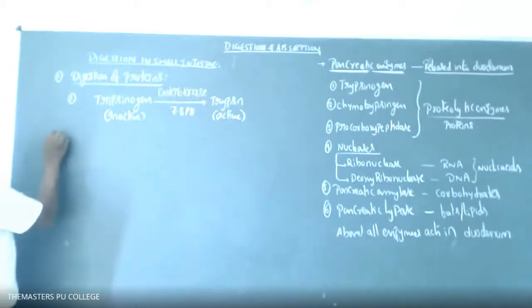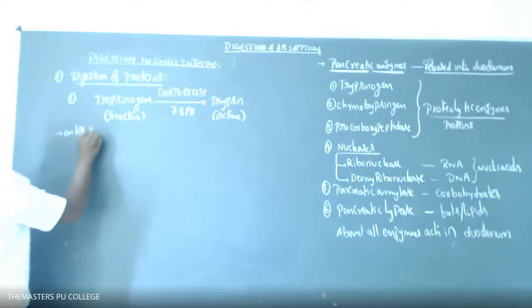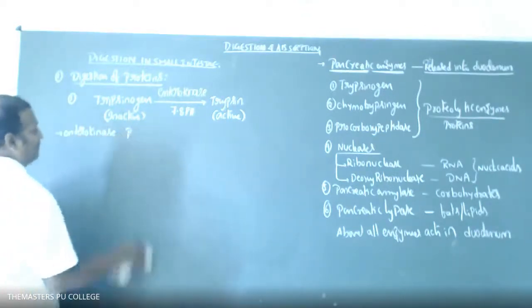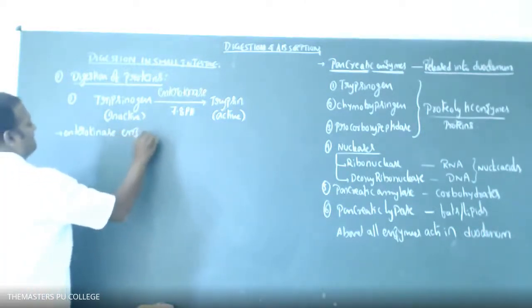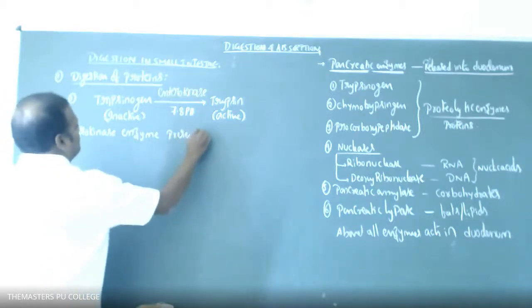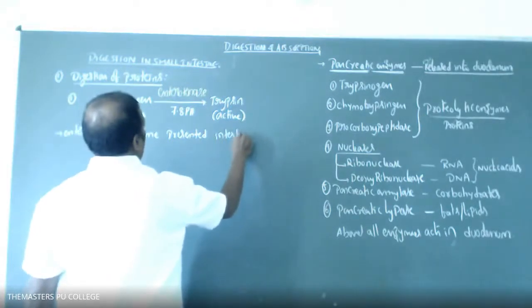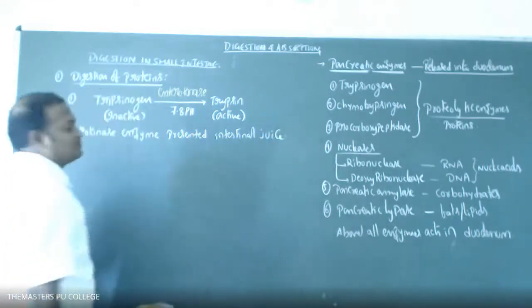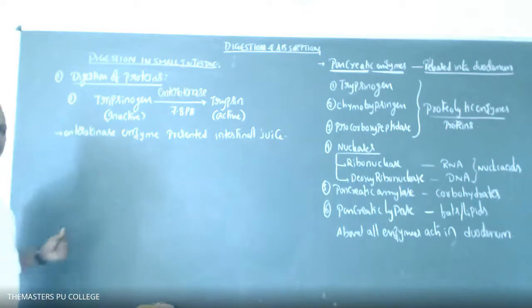Okay, students. So write down here: the enterokinase enzyme is present in intestinal juice. Intestinal juice secretes from the crypts of Lieberkühn. So what are the intestinal enzymes?